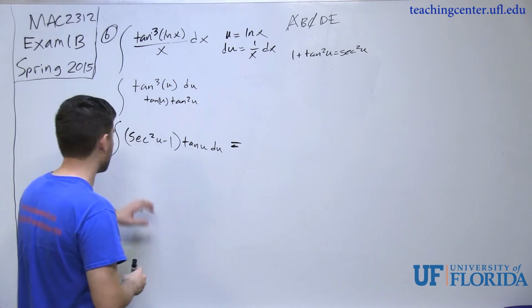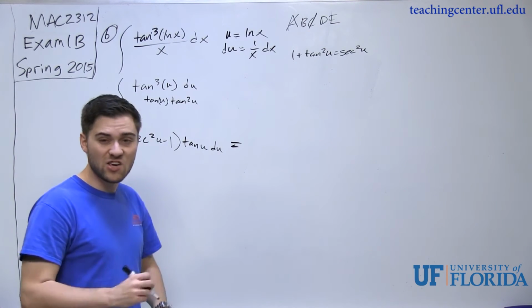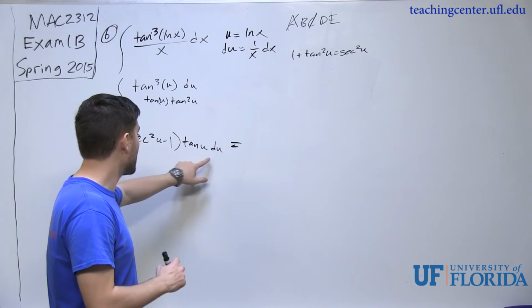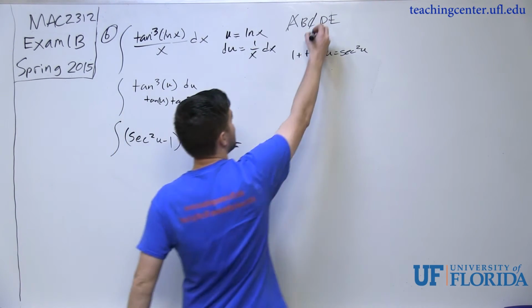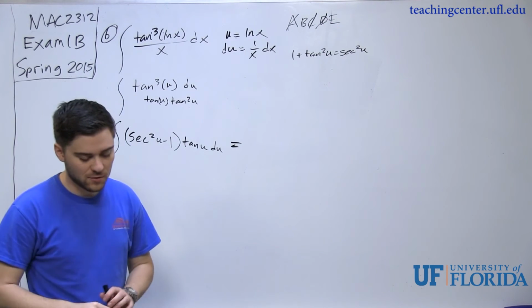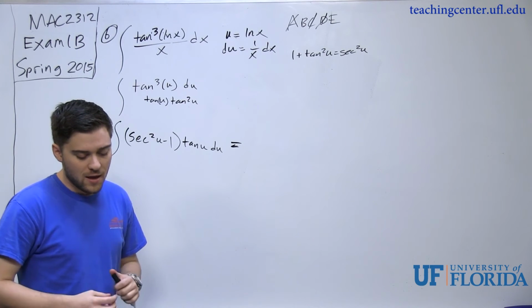Now, if I distribute these terms out, I'm looking for which one of those integrals fits the bill. In this case, letter D has a secant cubed theta, but according to this, we have now converted it into secant squared minus 1. So that one can't be correct either. I'm going to cross out letter D. So we're left with B and E once more.